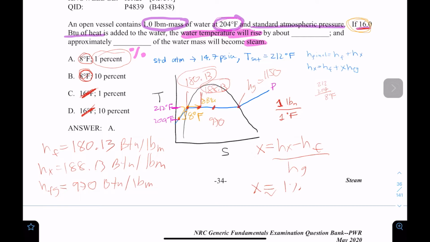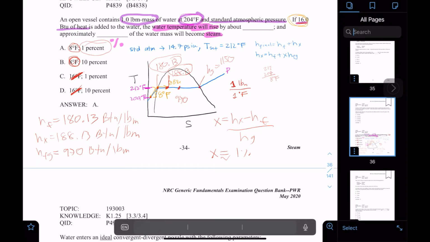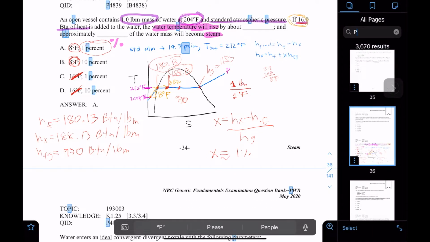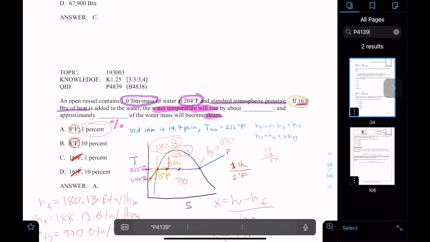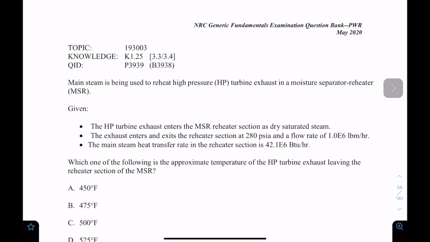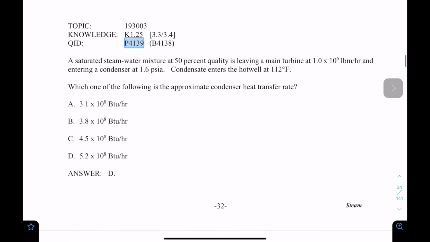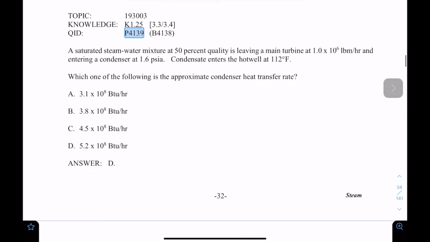But there's another question that you might need to add an extra step for. So let me just go over that. It's going to be P4139. Okay, it's this one. This one might require an extra step.